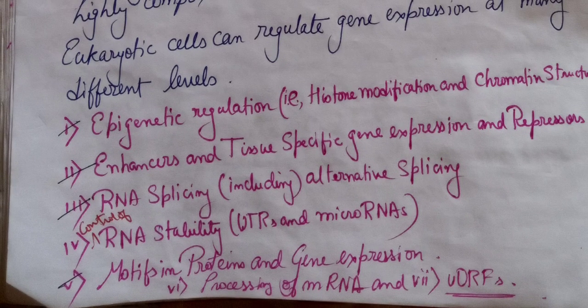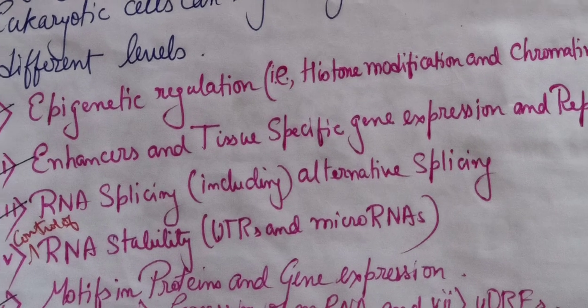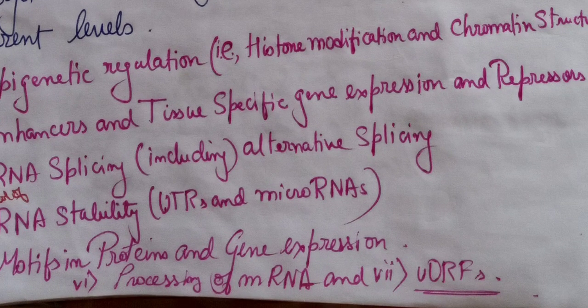Last, two more things are there. Number 6, processing of the mRNA. It is very important. Without processing, you cannot use that mRNA for protein formation. Processing, you know very well, is the splicing, the 5 prime cap formation, the poly A tail formation, right? And lastly, number 7, which is your uORF. Translation regulation can also be done for eukaryotic gene expression and regulation.